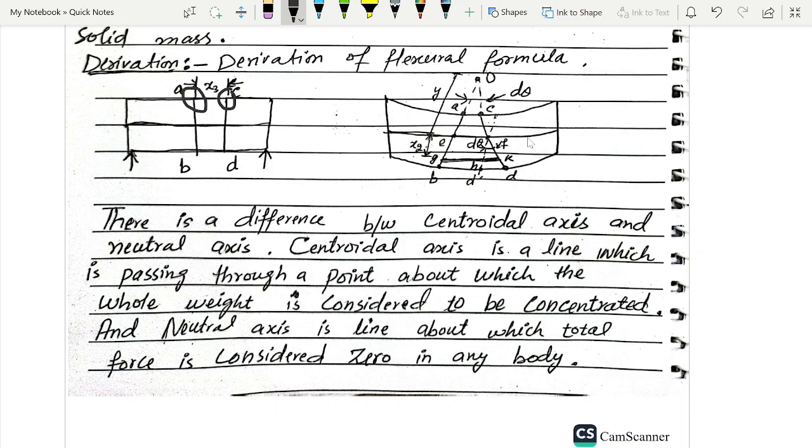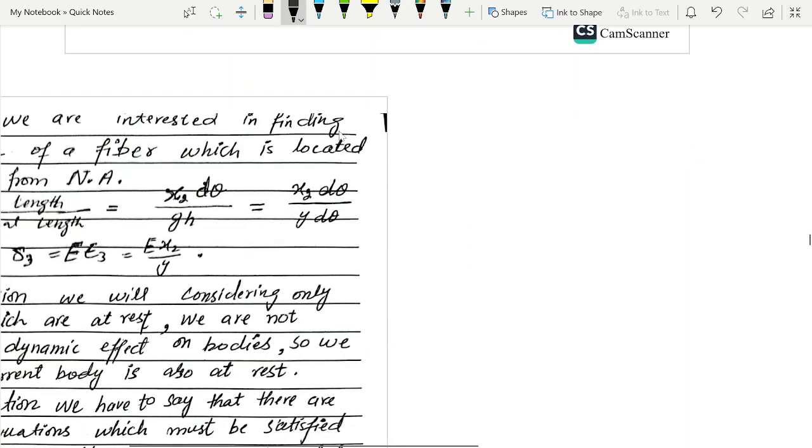The centroidal axis is a line passing through a point about which the whole weight is considered to be concentrated. It may be possible that the centroidal axis and neutral axis are the same, but in some cases they may not be. Let's move on.